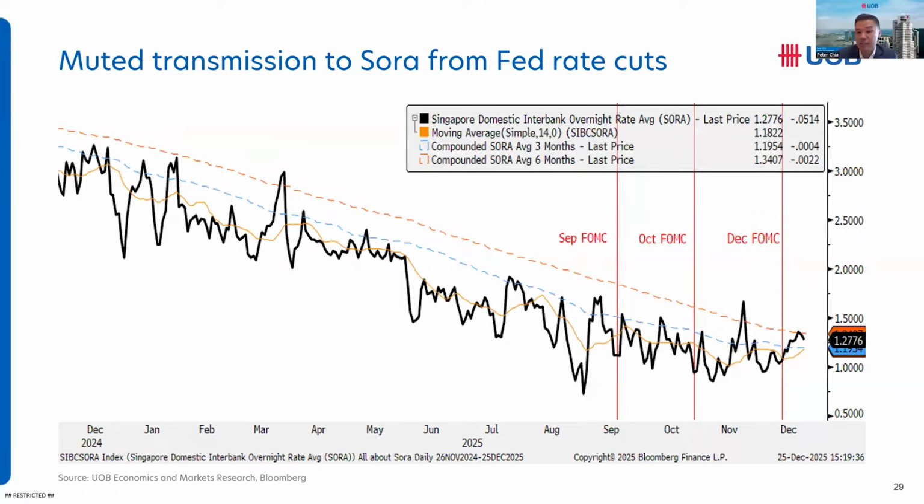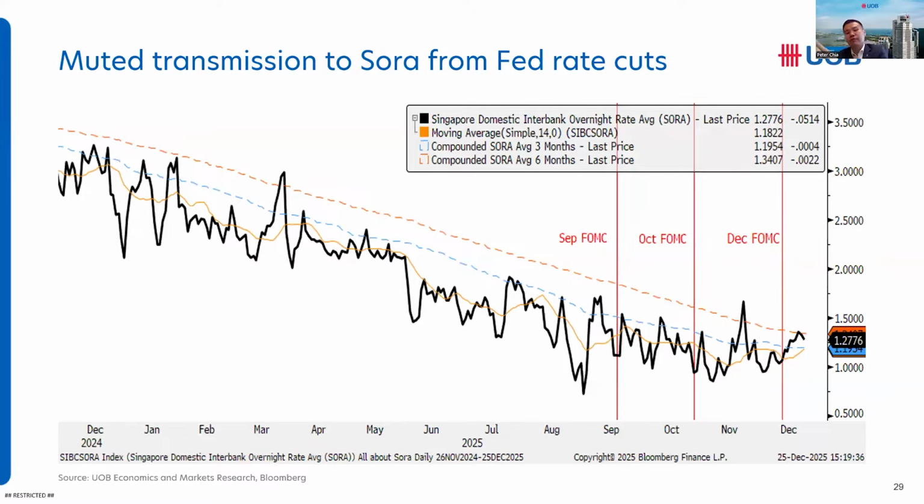In fact, it's stabilizing. And this is consistent with our view that a lot of the transmission of Fed rate cuts to Singapore happened before the rate cut itself, not after. So when the Fed actually cuts interest rates, the SORA actually starts to stabilize. And for this year, one of our key messages to clients and investors is that the SORA, which is the Singapore interest rate, should bottom sooner than the Fed interest rates or the US interest rate.